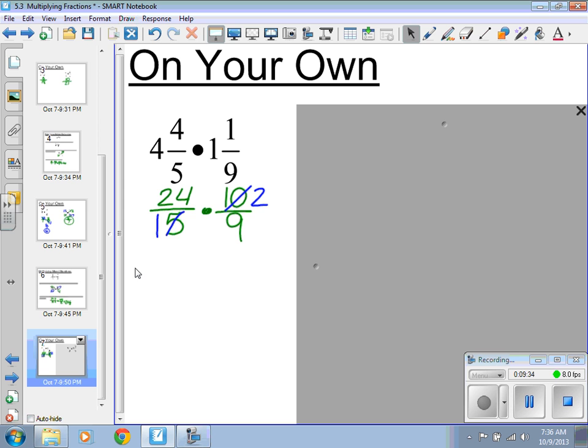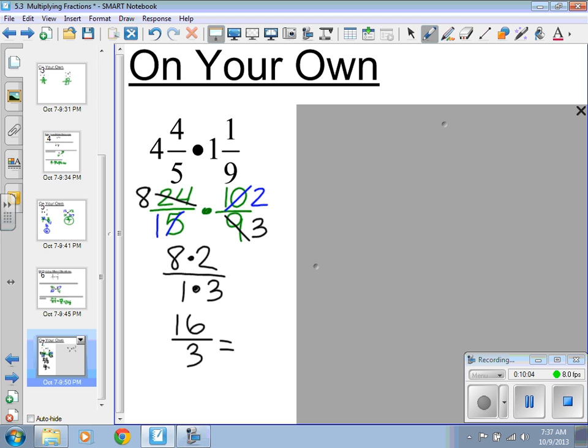24 and 9 both have a 3 in common. 9 divided by 3 is 3. 24 divided by 3 is 8. So we have 8 times 2 over 1 times 3. 8 times 2 is 16. 1 times 3 is 3. We have 16 over 3, which is also equal to, 16 divided by 3 is 5 with 1 left over. So we have 5 1/3.